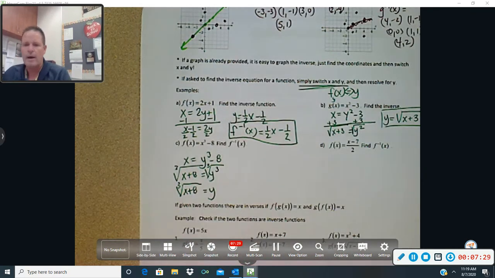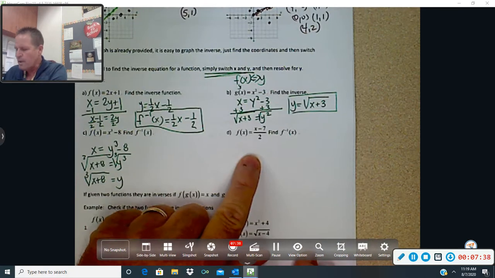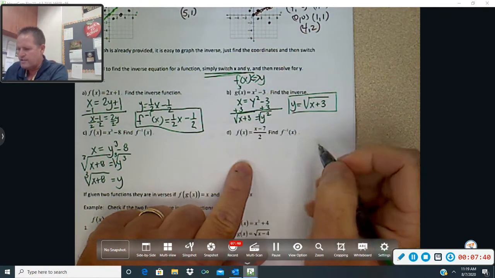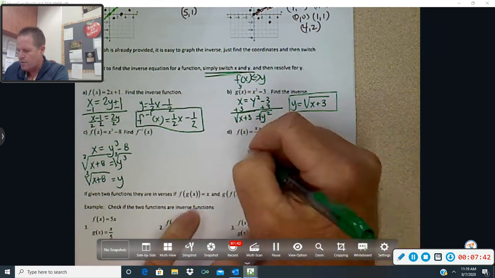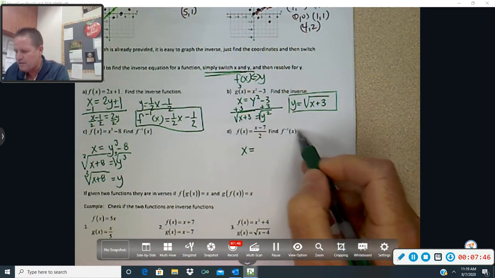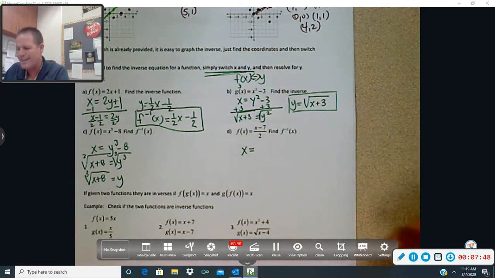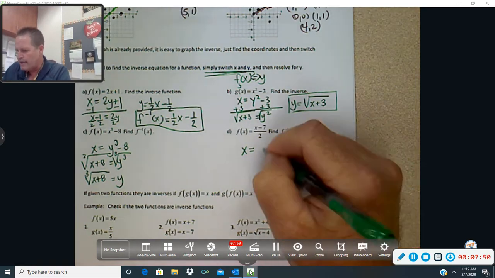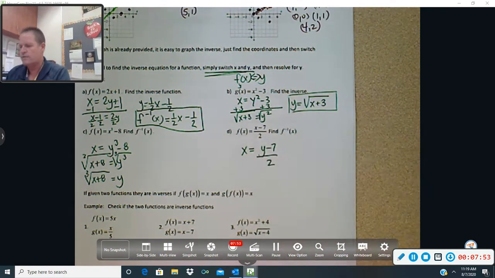We're going to learn a lot about radicals and roots and things, so if you didn't fully catch on to what I was saying there, we'll get it. Okay, letter D. Let's see, again, we're going to switch x and y. It says find the inverse, so here we go. Again, how do I know find the inverse? This is inverse notation, that f to the negative 1. That's how I know that. So x equals y minus 7 over 2.